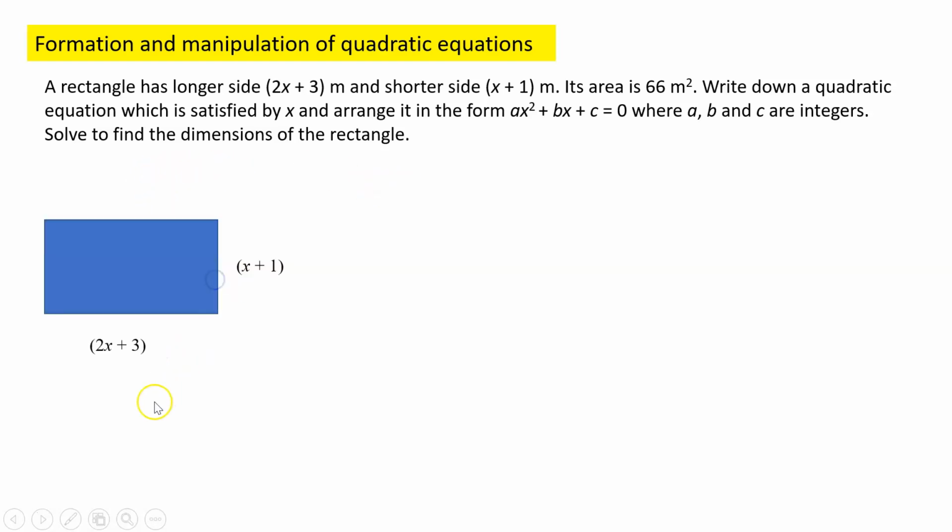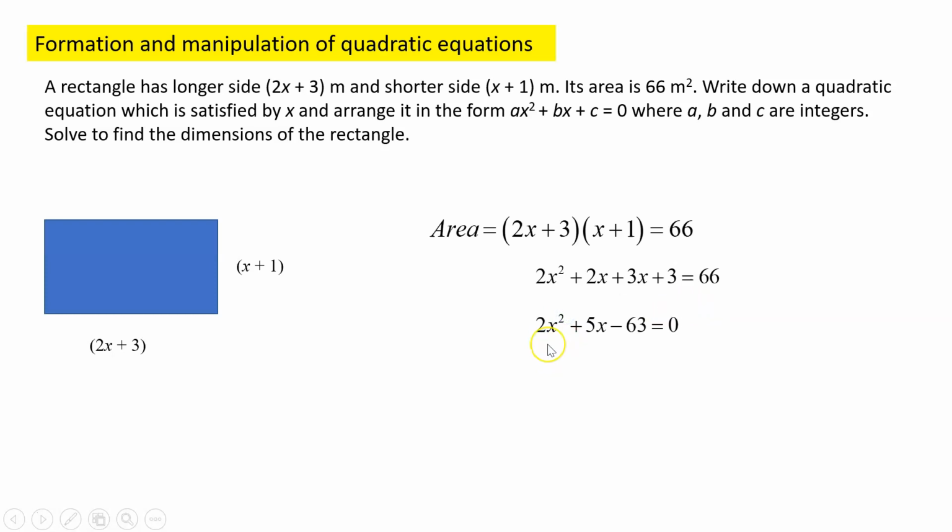So draw a picture first to see what we've got. We've got 2x plus 3 on the long side, x plus 1 on the short side. You know its area is 66. So I multiply these. I've got 2 brackets to multiply. So 2x squared plus 2x plus 3x plus the 3 is equal to 66. Collect terms in order. So we've got 2x squared plus 5x. Bring the 66 over. We go minus 63.